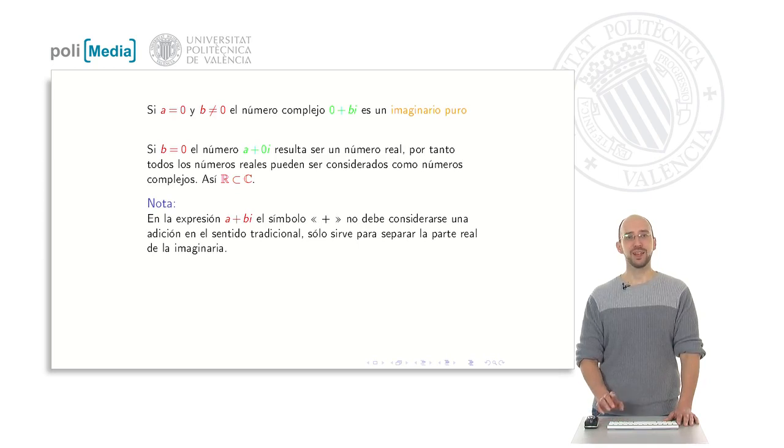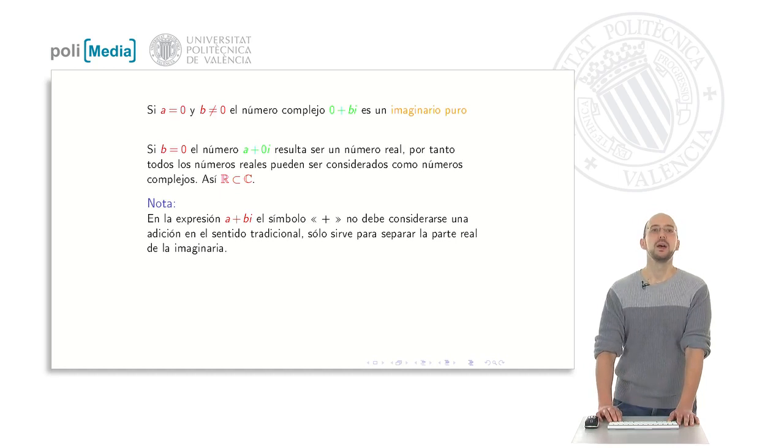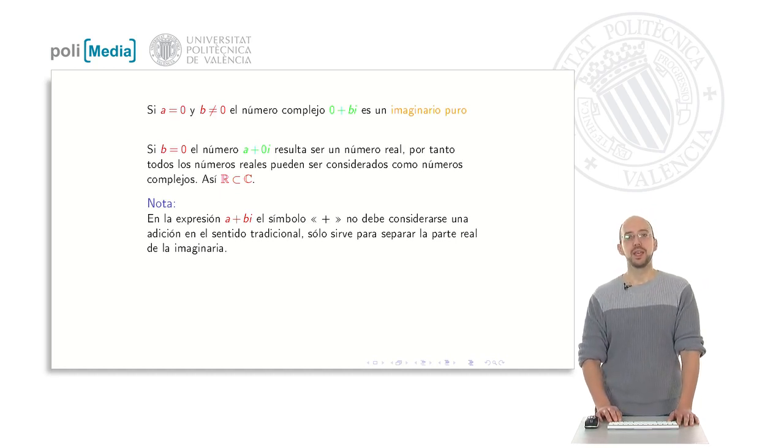Notice that when we write a complex number in binomial form, that plus symbol is not the typical sum of real numbers. It is simply a way of separating what is the real part from the imaginary part.